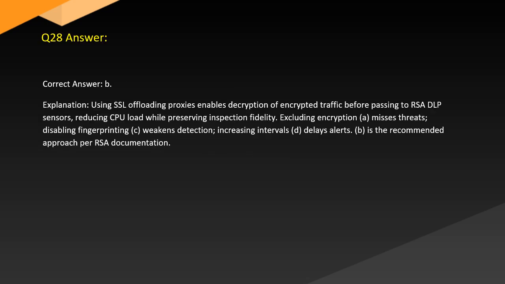Correct answer: B. Explanation: Using SSL offloading proxies enables decryption of encrypted traffic before passing to DLP sensors, reducing CPU load while preserving inspection fidelity. Excluding encryption (A) misses threats. Disabling fingerprinting (C) weakens detection. Increasing intervals (D) delays alerts. B is the recommended approach for RSA documentation.